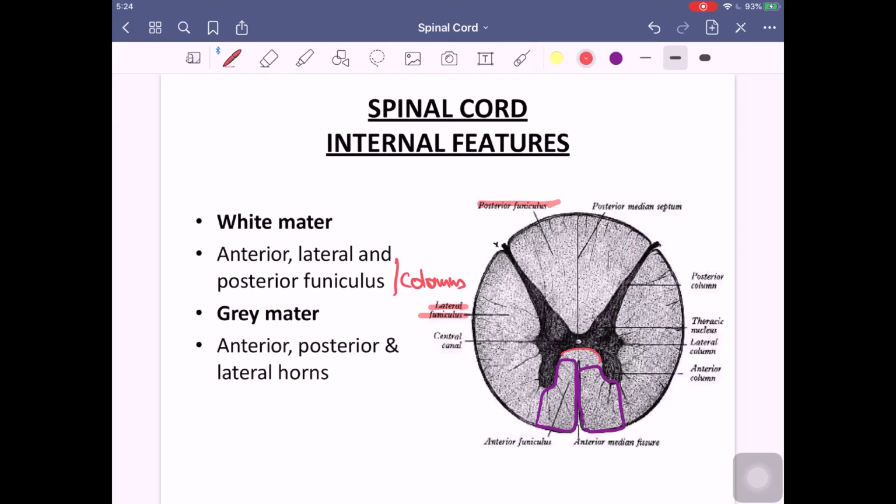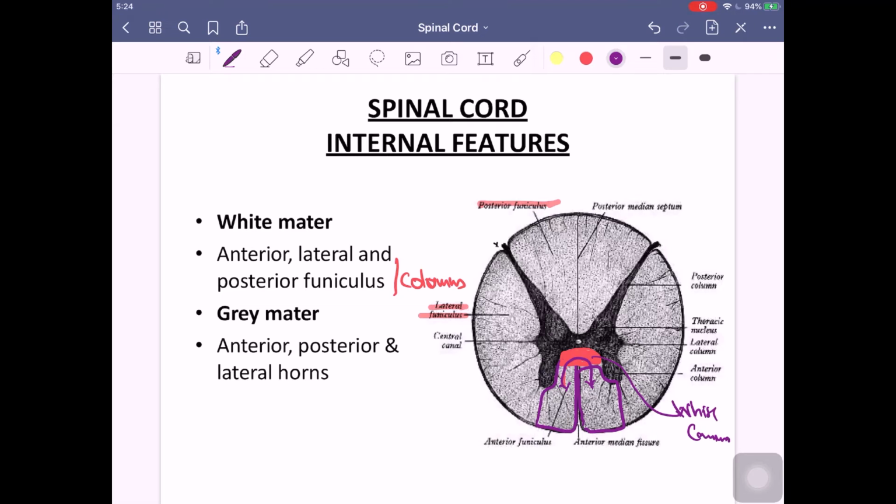But other than this, you also see a small portion present in front. This area you are seeing is again white matter, but it is present in front of your central canal. So this white matter is what we call the anterior white commissure. The reason it is called a commissure is because it is connecting one side of the white matter with the other side. That is why it is called a commissure.